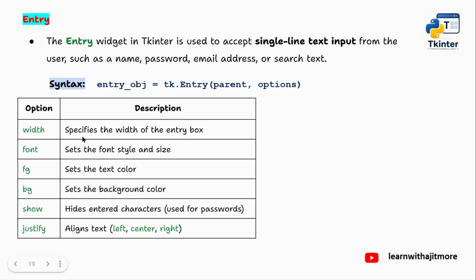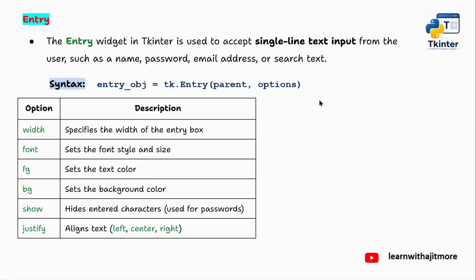So width specifies the width of the entry box. It is calculated in characters. Font is the font of your entry widget. You can create a tuple and in that you can give the name of the font, then the size of the font. Then foreground color, which is the text color, and the background color, that rectangle which gets created, its background.